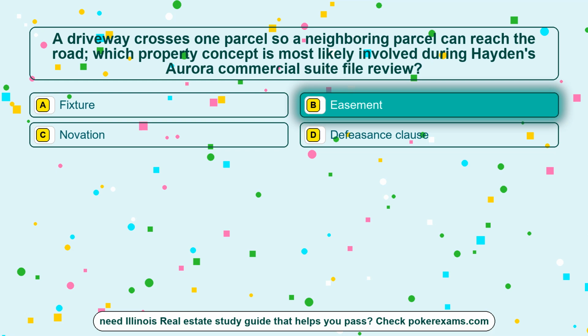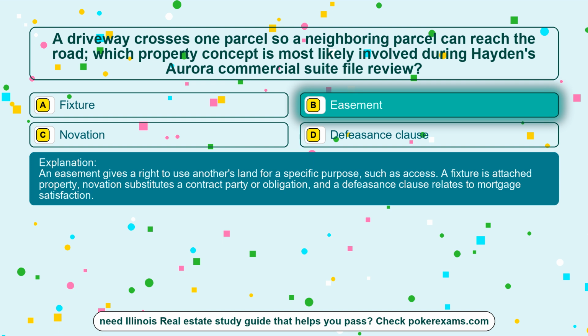The correct answer is option B, easement. An easement gives a right to use another's land for a specific purpose, such as access. A fixture is attached property, novation substitutes a contract party or obligation, and a defeasance clause relates to mortgage satisfaction.